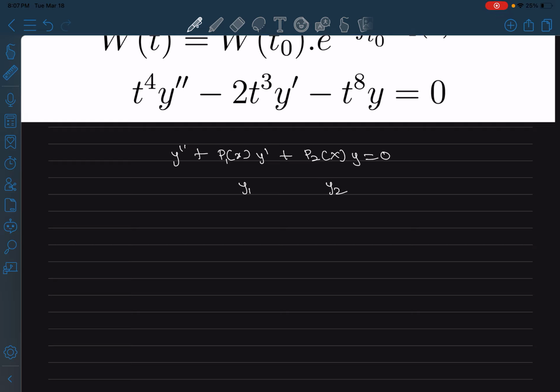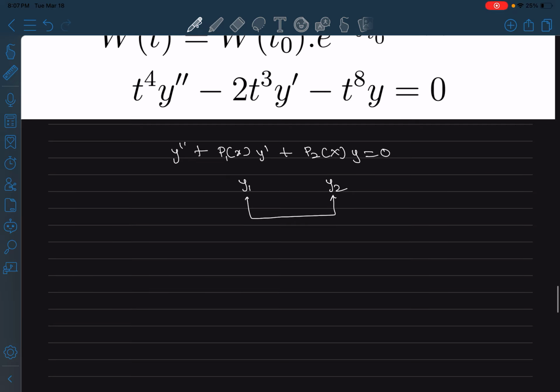Now, where the Wronskian comes in use is, if you have to find the general solution, we first have to determine whether these two form a fundamental set of solutions or not. For that, we first find the Wronskian and check whether it is 0 or not. If the Wronskian is not 0, then we know they form a fundamental set, and we can write the general solution like this.